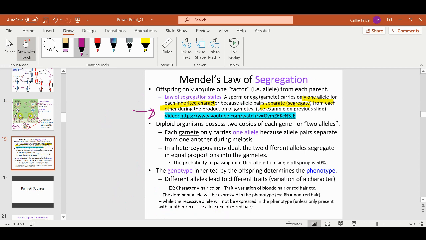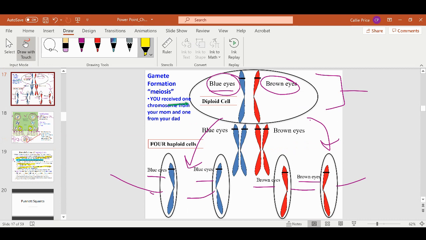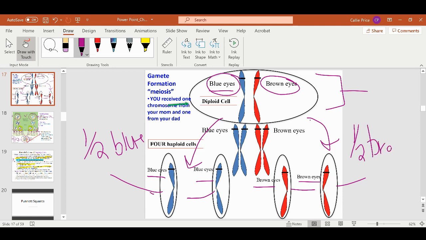There's a video here if you need to look at that a little more. A few reminders. Each gamete is only carrying one allele because they separate through meiosis. So in a heterozygous individual, we would have two different alleles that segregate into equal proportions in the gametes like we see here. In this case, our proportion in the gametes would be 1/2 carrying blue and 1/2 carrying brown, right? So equal proportions because they separate in this way.